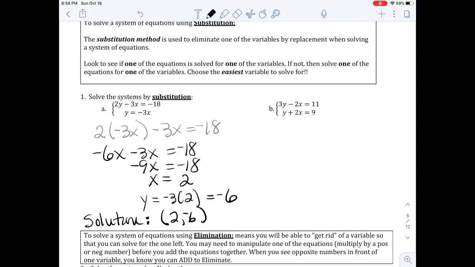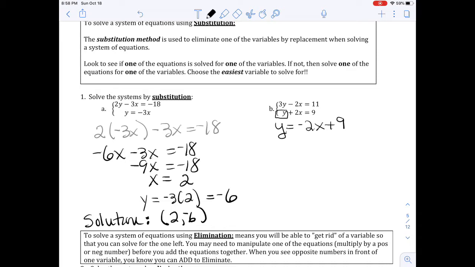All right, for part B, I will get you started and then I'm going to let you finish, pause the video and type in your solutions. So to begin, we want to solve for one of the variables. So I look at y, I see that it has a coefficient of 1. So I'm going to subtract the 2x to the other side. So y equals negative 2x plus 9. So I'm going to pause the video now. I'm going to let you substitute that into the first equation and complete the problem to determine the solution.